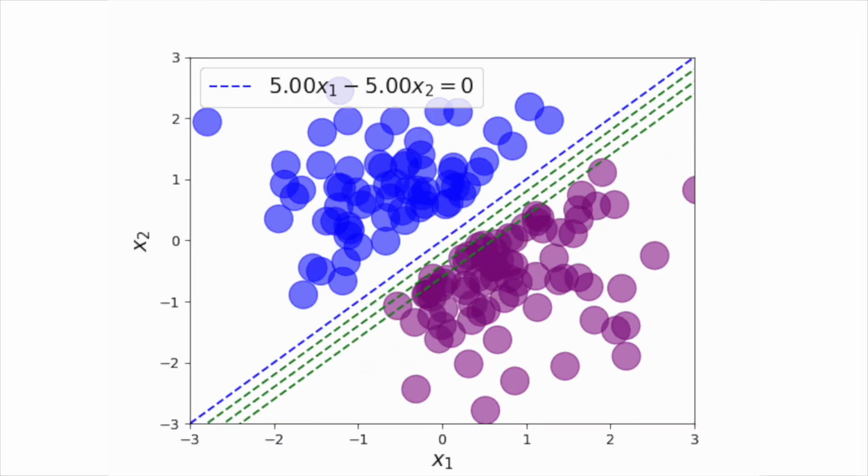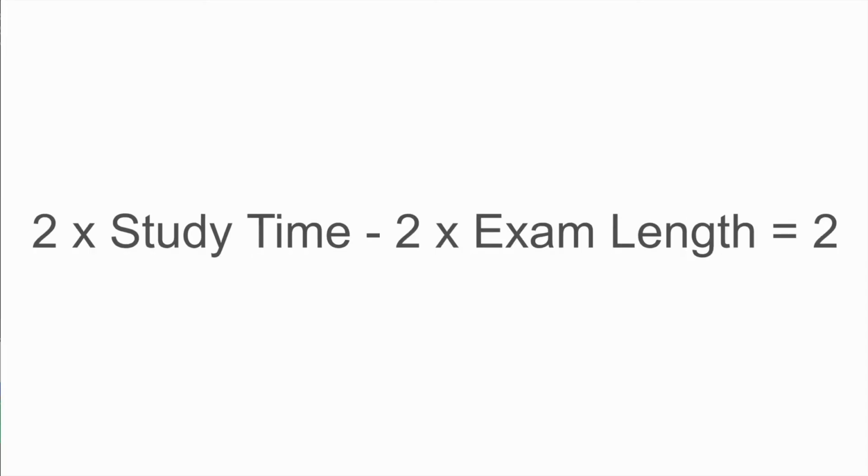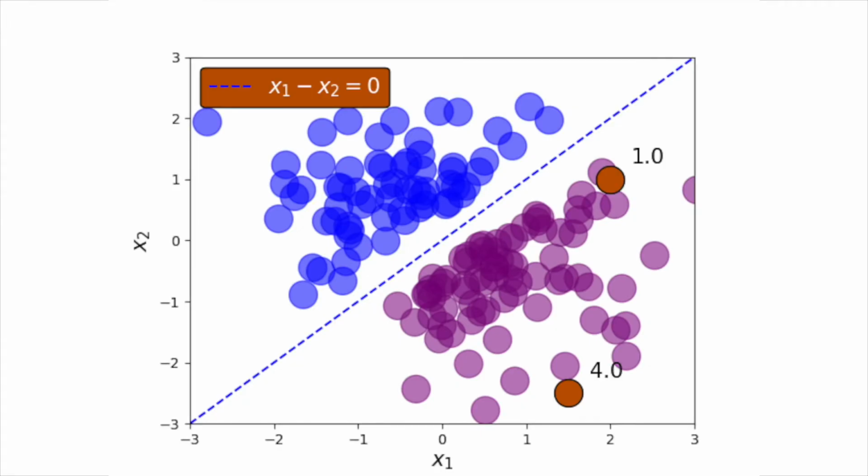Hopefully this doesn't come as a surprise. If the difference between a student's study time and their exam length is 1 hour, the difference between twice their study time and twice their exam length is 2 hours. But then, how do we interpret these results?